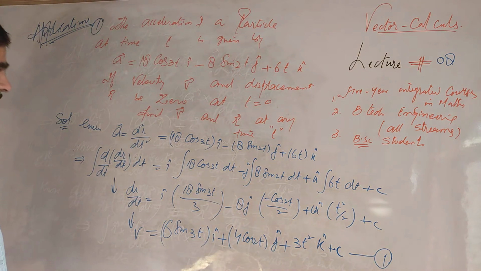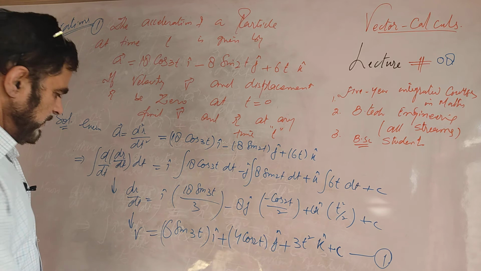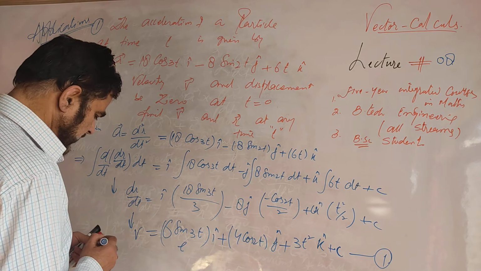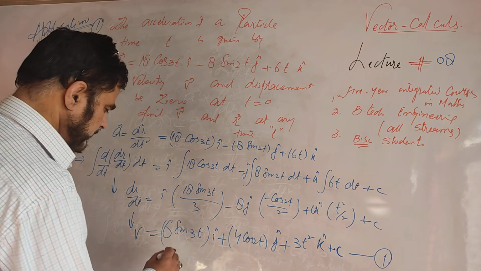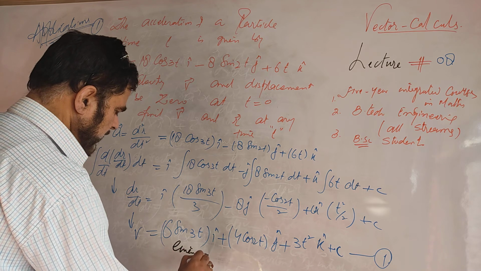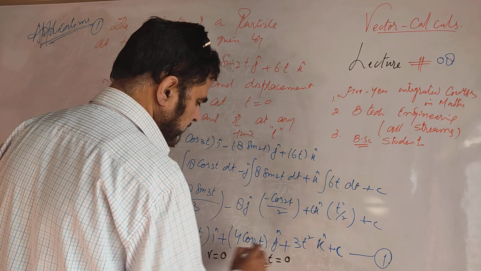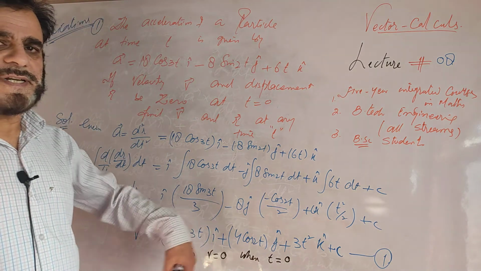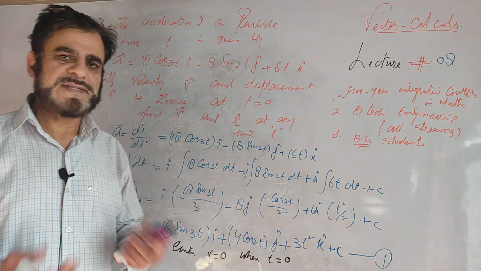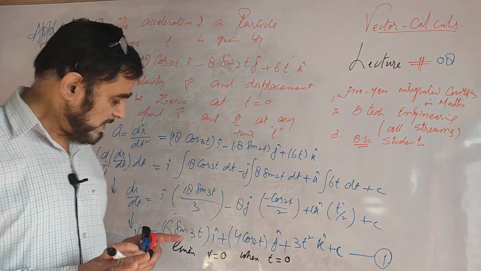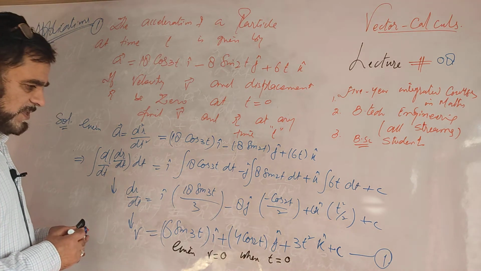Okay. Now what is given? The first condition: velocity and displacement are 0 when t is 0. We are given V0 when t is 0. I have already told you about the constant of integration. We find this constant of integration, which can sometimes be a vector, sometimes a scalar, from initial conditions. The initial condition is given. In this case, velocity vanishes when t is 0. We use this, V0 at t0, and we will get c.